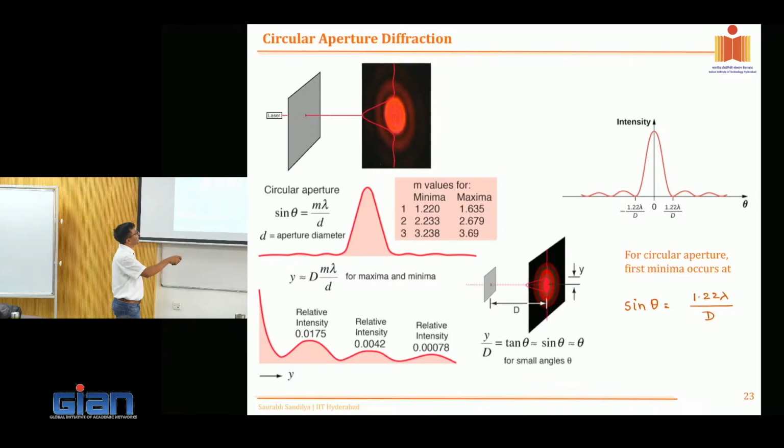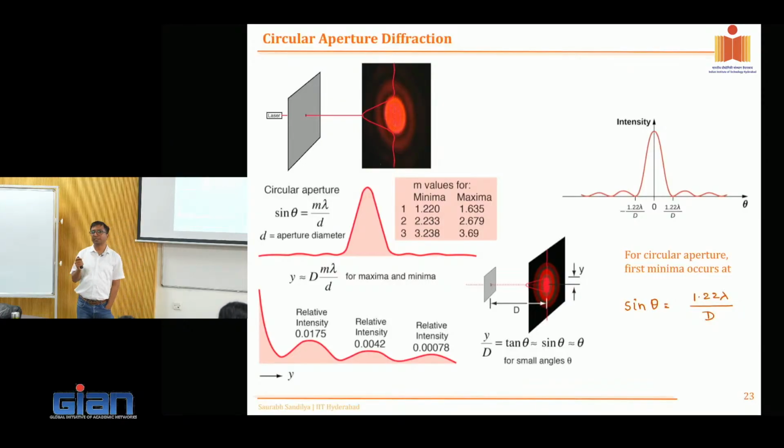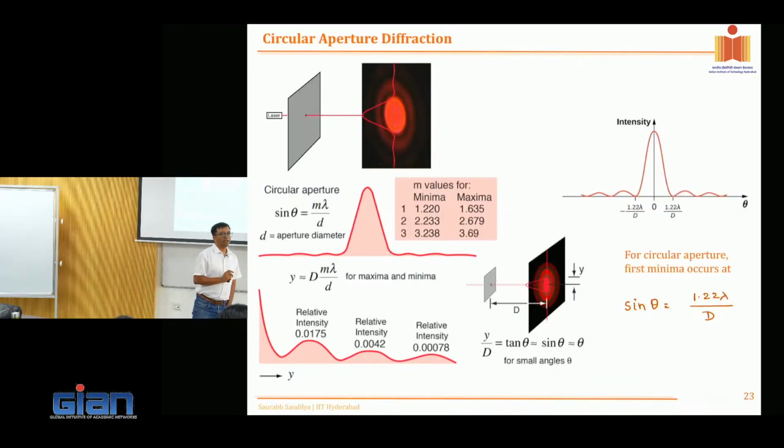Then the second minimum will happen at 2.23 lambda by d, right? If you do it with a single slit, it normally happens at lambda by d, 2 lambda by d, 3 lambda by d. But that is for a slit; it is corrected for the circular aperture. Just keep in mind that for a circular aperture, the first minimum occurs at sin theta equal to 1.22 lambda by d. Just note it down.